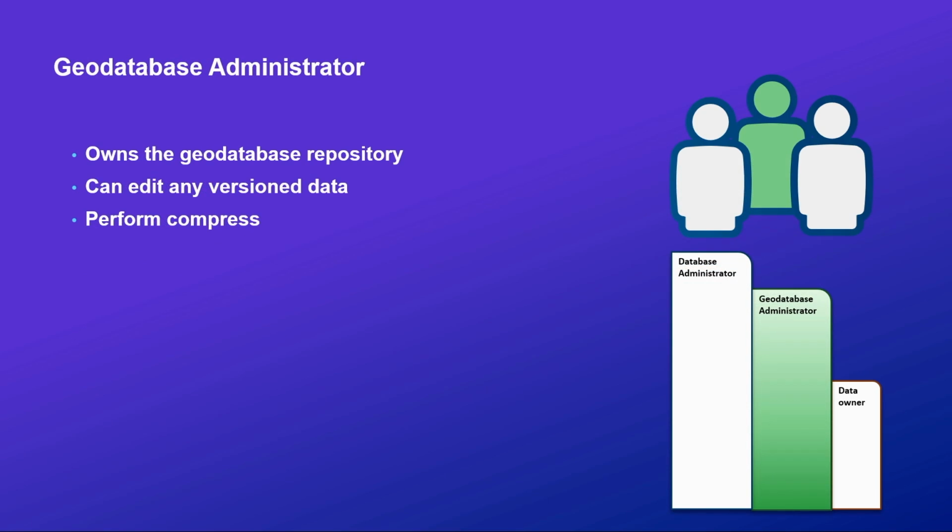The Geodatabase Administrator is a user that owns all the system tables that I mentioned earlier. And because they own those system tables, this user has some unique roles and privileges in a geodatabase. They can edit any data that has been registered as versioned. They can view and reconcile any version, change any of the properties of a version owned by other users, and also perform compress in traditional versioning workflows.